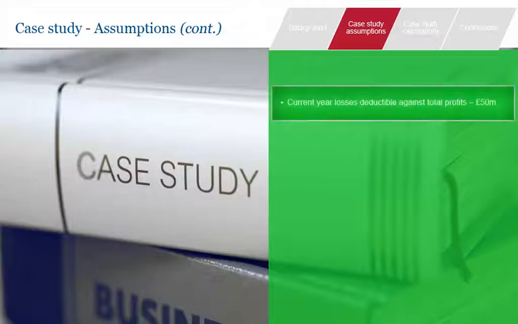Continuing our look at the case study assumptions, we have also assumed that the company has current year losses which are capable of being relieved against total profits of 50 million. In the circumstances of this case study, these losses could not be trading losses because we have already seen the company has made a current period trading profit. They could, however, be an intangible fixed asset non-trading loss of the current period without being inconsistent with any of our other assumptions.